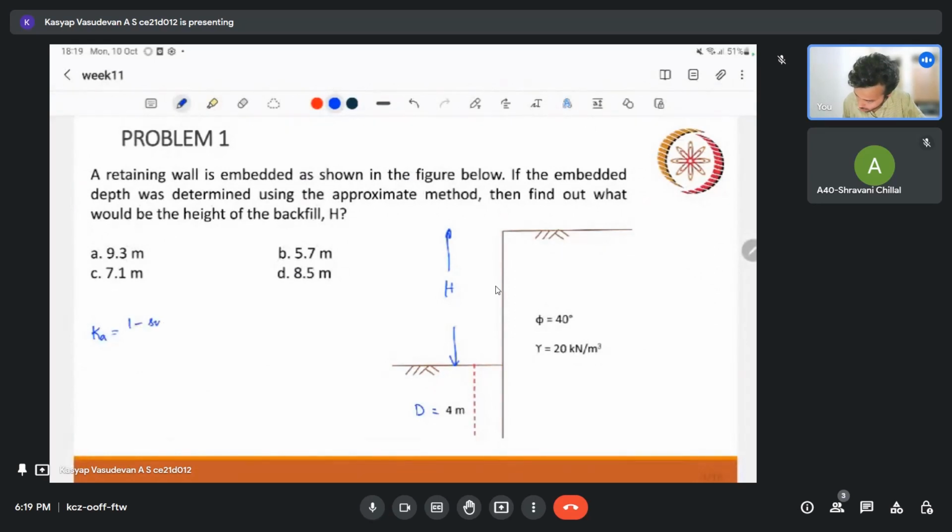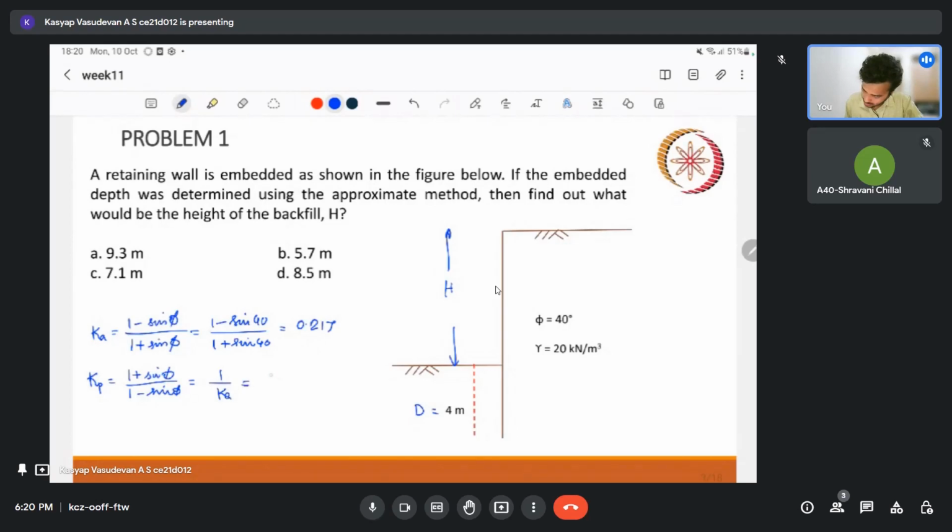We all know that the active earth pressure coefficient Ka can be written as (1 minus sine phi) by (1 plus sine phi). The phi value is 40 here. So it is (1 minus sine 40) by (1 plus sine 40). This value is 0.2127. And when it comes to passive earth pressure, I can write Kp as (1 plus sine phi) by (1 minus sine phi). It's also nothing but 1 by Ka. This is nothing but 4.599.